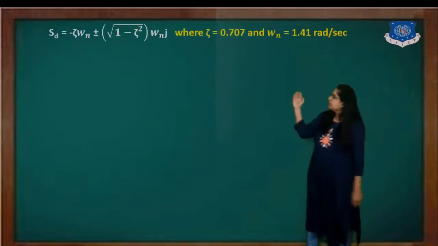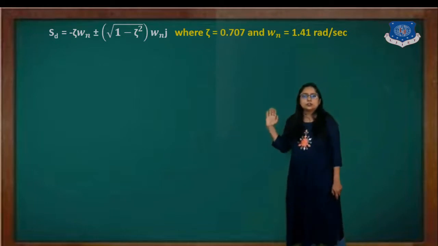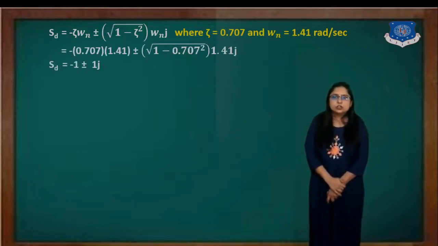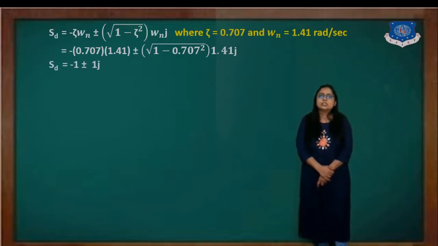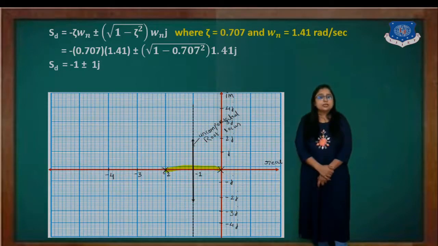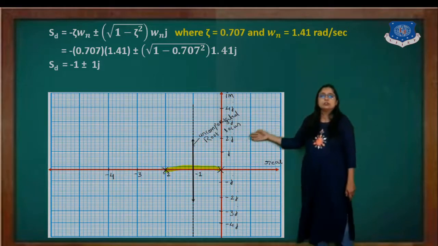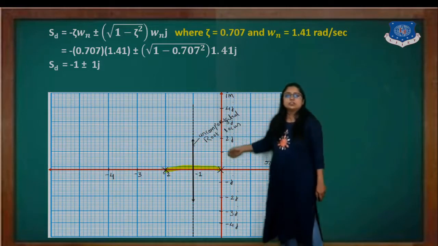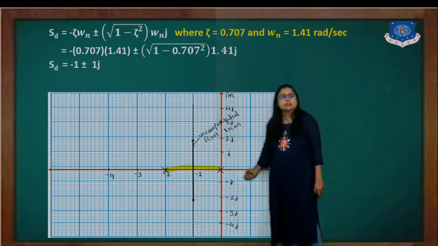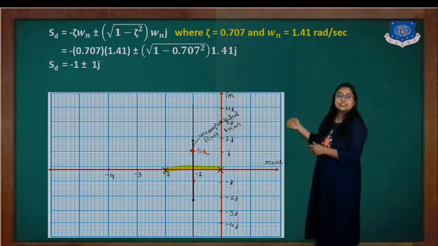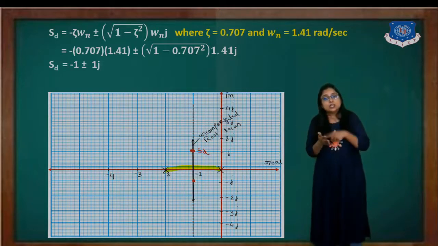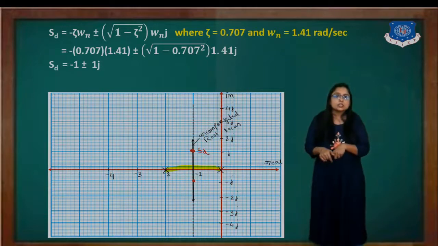Now you just substitute all these values in the equation. When we solve this, we will get the value of SD at -1 plus or minus j. Now we have to mark this point on our graph paper. Already we have this uncompensated root locus. Now mark this point: the real part is -1, the imaginary part is plus j, and then minus j. From this graph, we can clearly see that SD is on my uncompensated root locus.